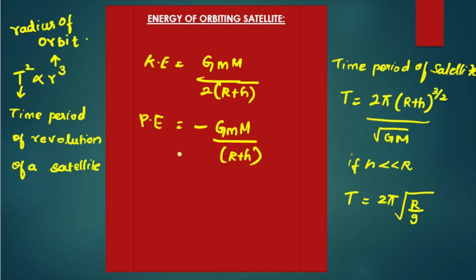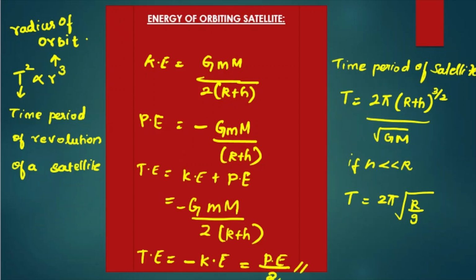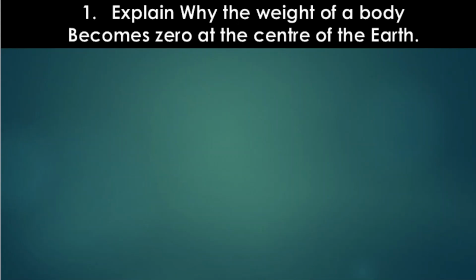Then we are going to calculate the total energy. Your total energy is nothing but kinetic energy plus potential energy. When you add both together, you will get the total energy as minus G m M by 2(R+H). This can be denoted as total energy equal to minus kinetic energy, which is equal to potential energy by 2. All are equal only. Now let us move to the next question.